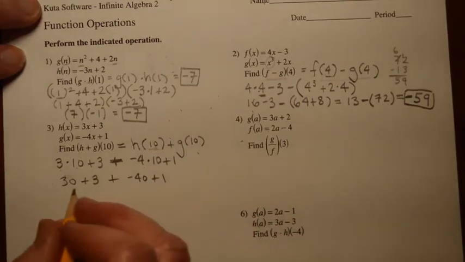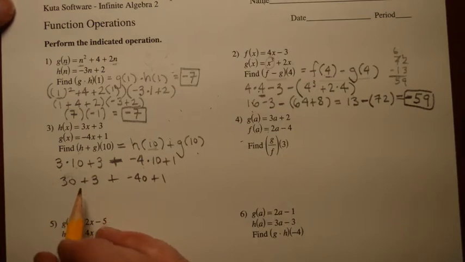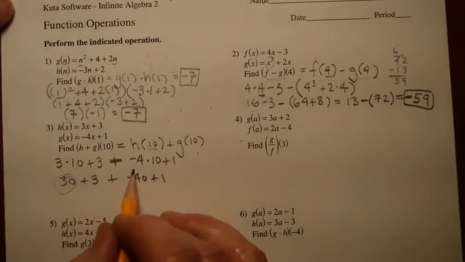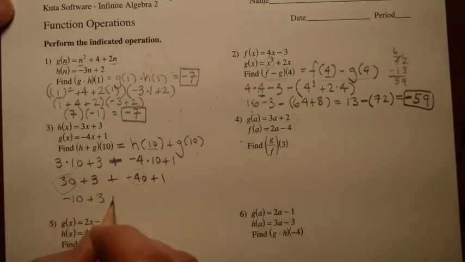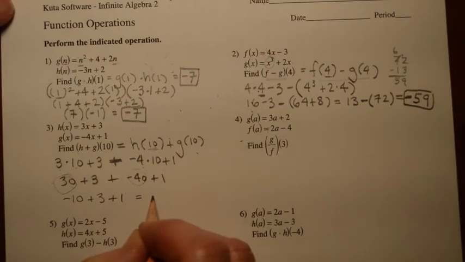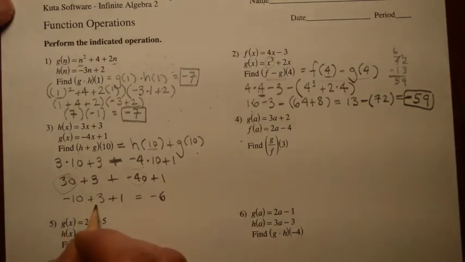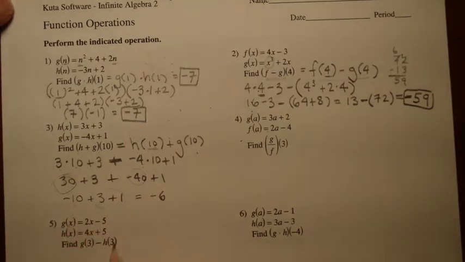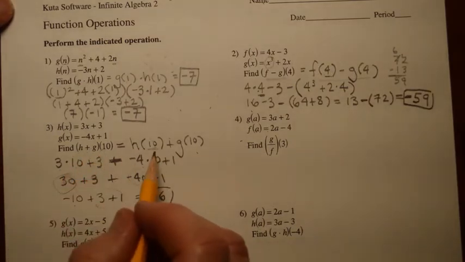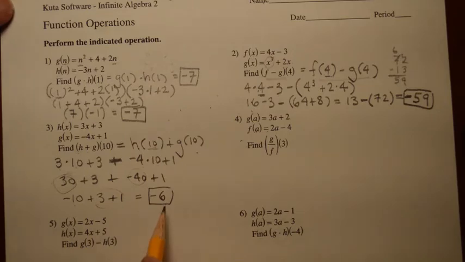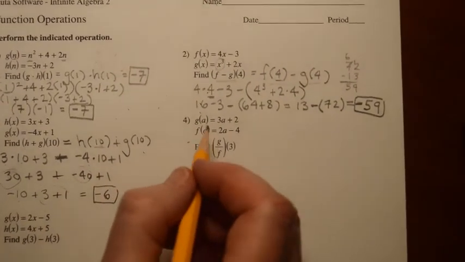Now since we have all addition, we can just add any way we want. So I'm going to do the positive 30 and the negative 40. That's going to give me a negative 10 plus 3 plus 1. And that will give me a negative 6. The 3 and 1 is 4, plus the negative 10 is negative 6. So h plus g of 10, or in other words, h of 10 plus g of 10, is negative 6.